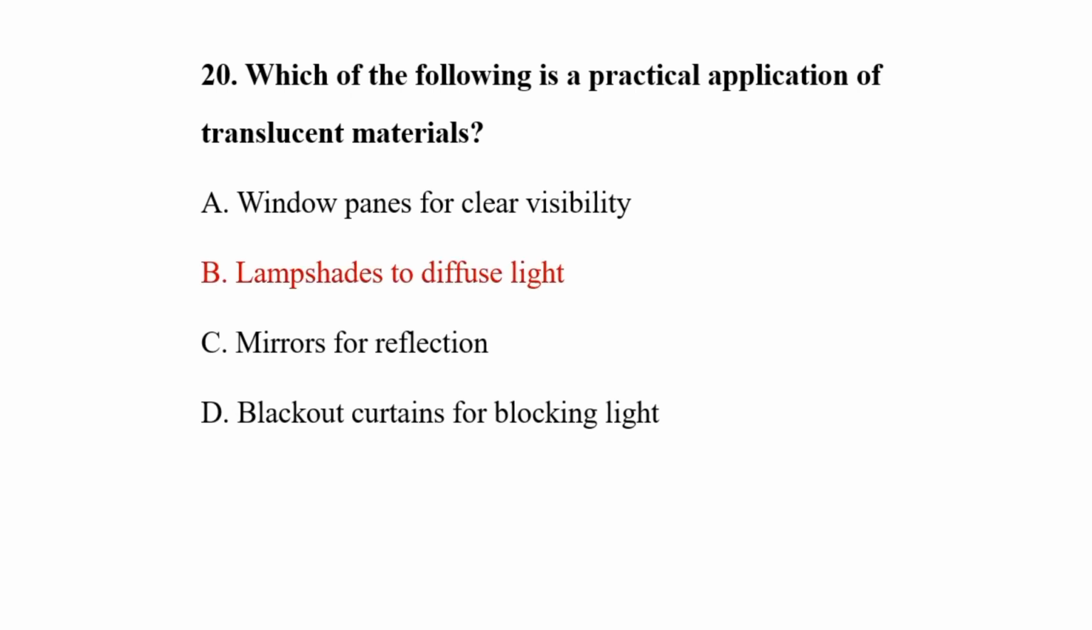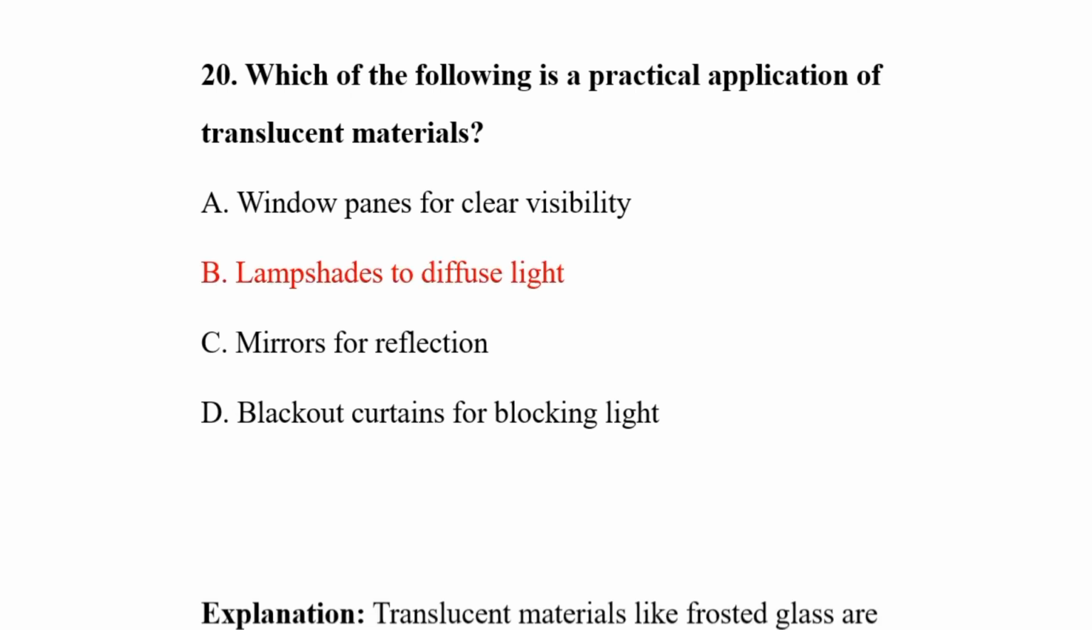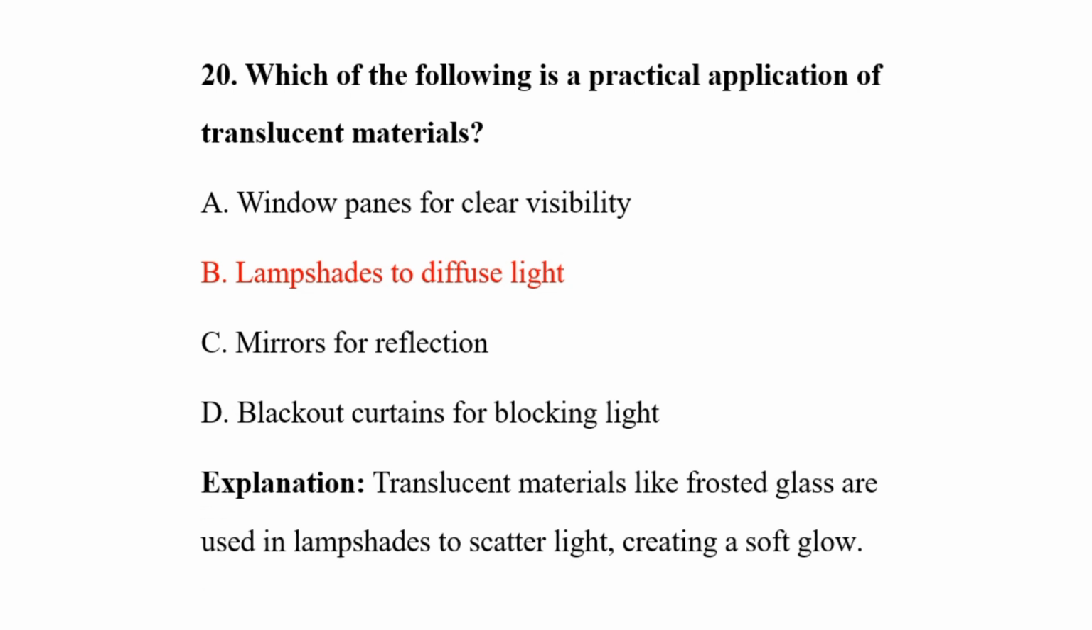The answer is lampshades to diffuse light. Translucent materials like frosted glass are used in lampshades to scatter light, creating a soft glow.